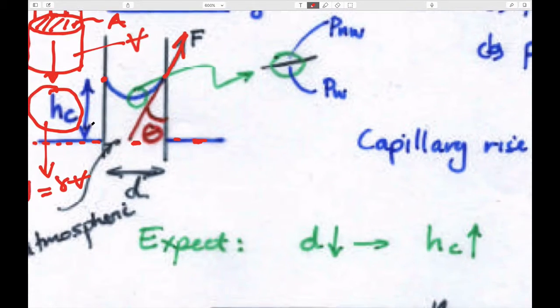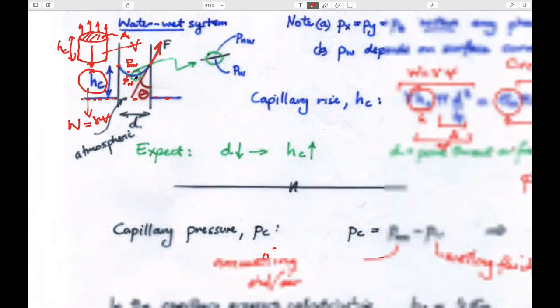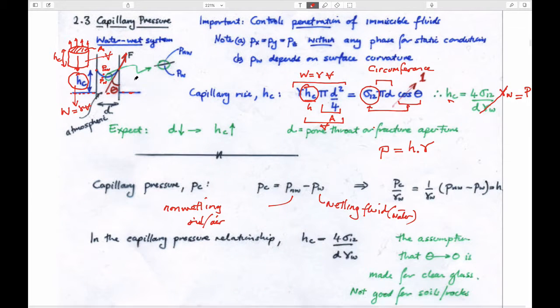So let me blow this up. In other words, if you measure the pressure right here, this would be the pressure in the wetting phase. If you measure the pressure right here in the air, this would be the non-wetting pressure. They're different. It's across an interface. You think that they might be the same, but they're slightly different. And it's that difference which controls the behavior of migration or invasion, if you like, along these capillaries.